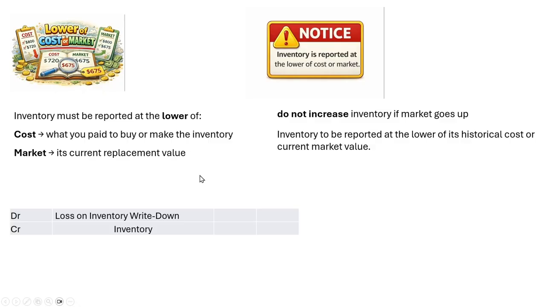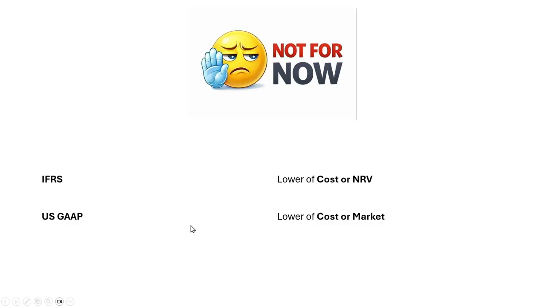because it's an expense. There is not just lower of cost or market to calculate the ending balance, there is also the lower of cost or net realizable value. This is an advanced topic, not for now.